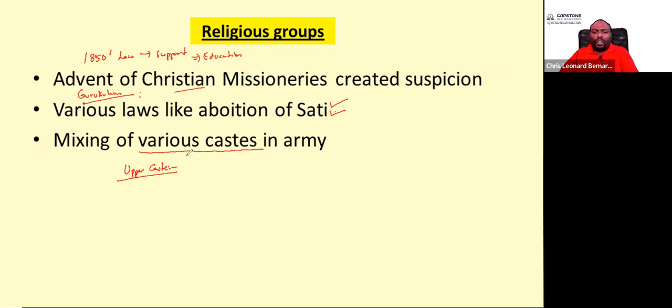When the Britishers started to mix different types of lower castes, making politics and promoting only the lower caste people, the upper caste Brahmins who were in the army revolted against the British. And this revolt culminated in the uprising of 1857.